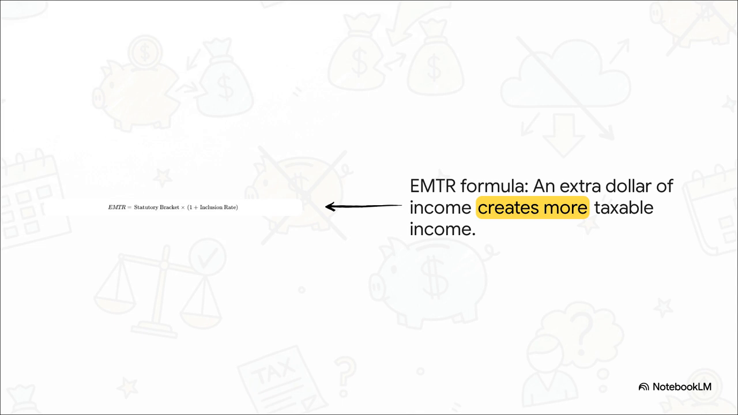That dollar gets taxed itself, and it drags a chunk of your supposedly untaxed Social Security benefits over the line into taxable income. The formula you see here captures that perfectly. Your effective rate is your normal tax bracket multiplied by this extra inclusion factor. Let's see how that works.